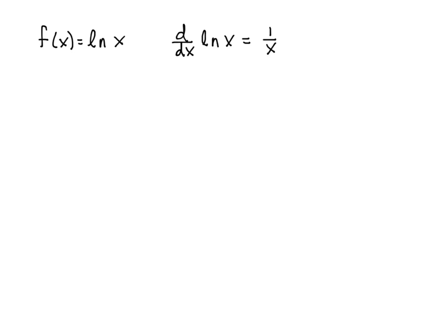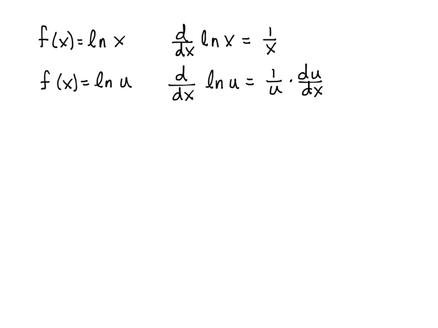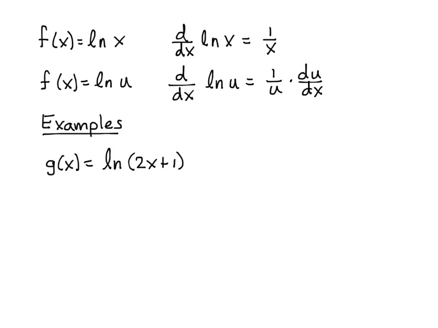Okay, so let's look at some other things. Remember, if our function is the log of x, the derivative is 1 over x. So let's say we have the log of u. We do the same thing again where we take 1 over u times du dx. So we take the derivative by chain rule again. And so a couple examples here: if we have the natural log of 2x plus 1, the derivative is going to be 1 over 2x plus 1.